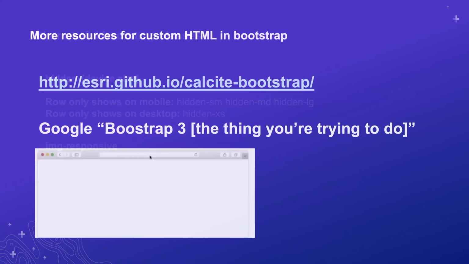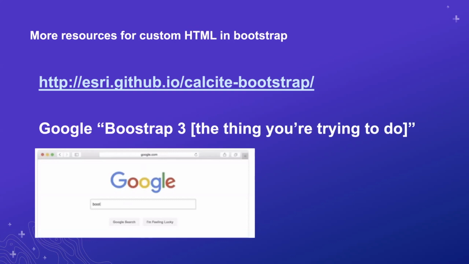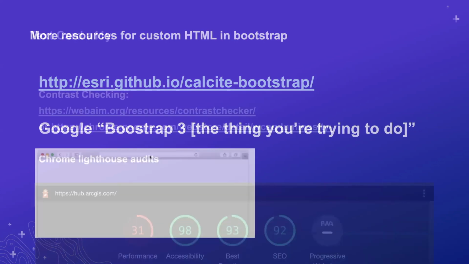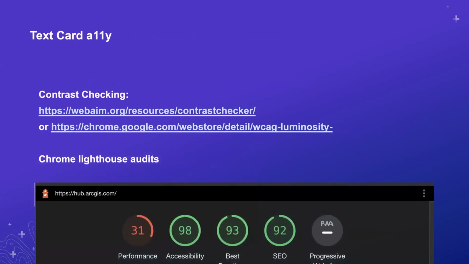So really useful classes. If you're not sure what I'm talking about or you're looking for something specific, Google Bootstrap 3 and then the name of the thing you're trying to do, and you'll find some great examples on the web, like Bootstrap 3 dropdown. Good example. I recommend you test your custom HTML and your site in general for accessibility, which is at A11Y.